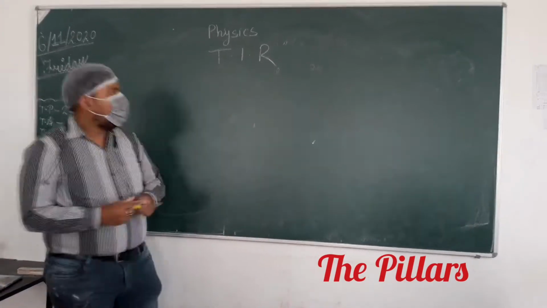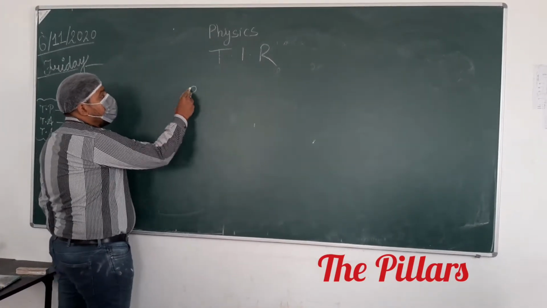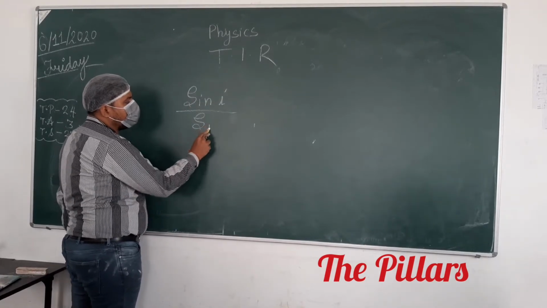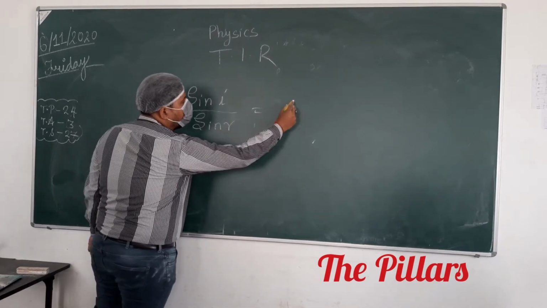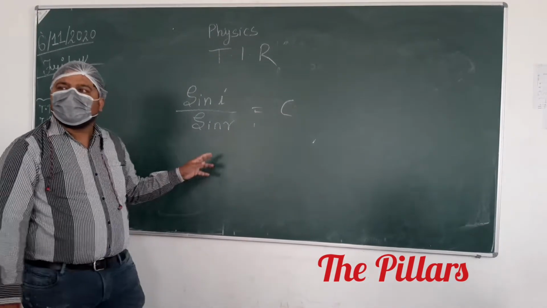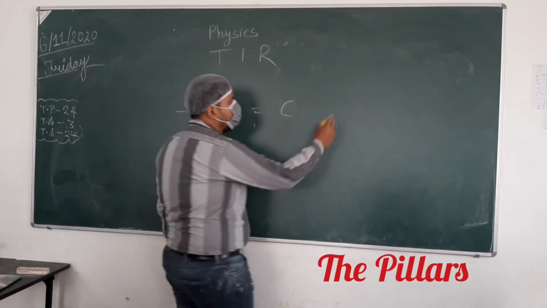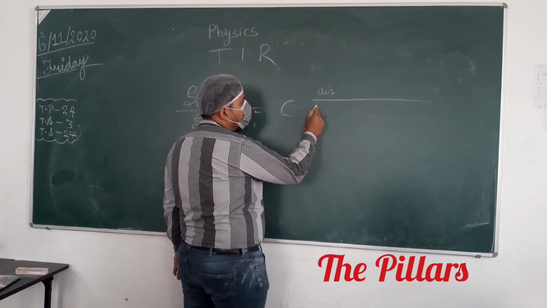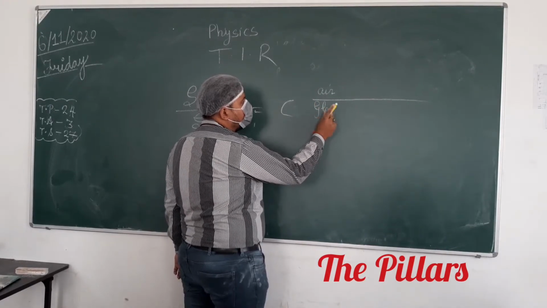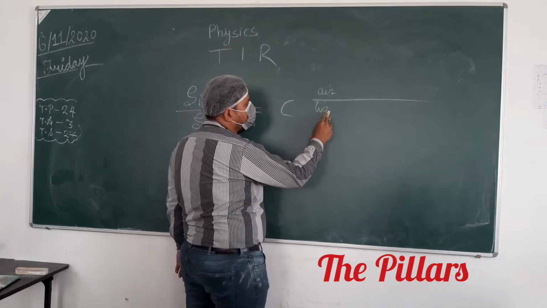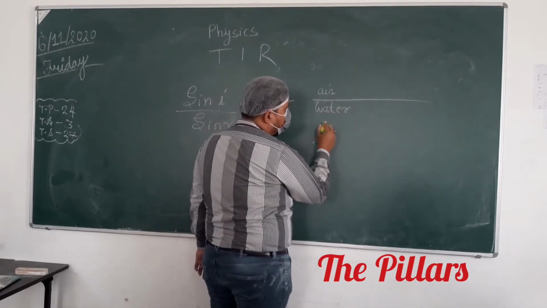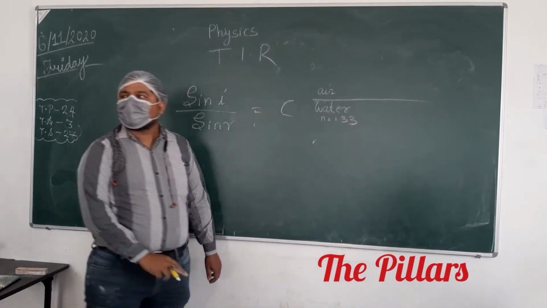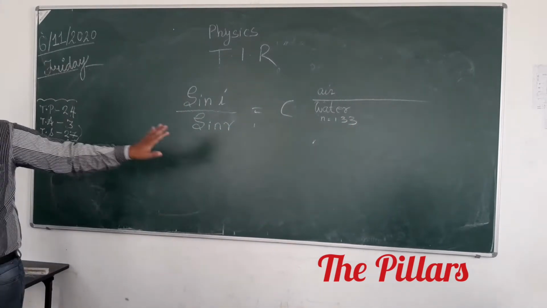Now, sin i upon sin r is equal to the refractive index, isn't it? Suppose we have air and water. Here the refractive index of water is 1.33.